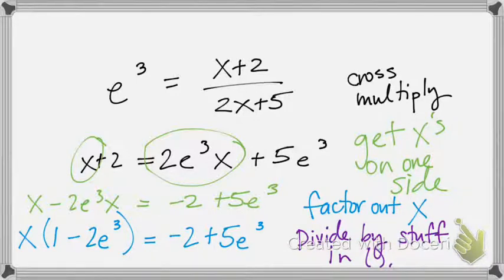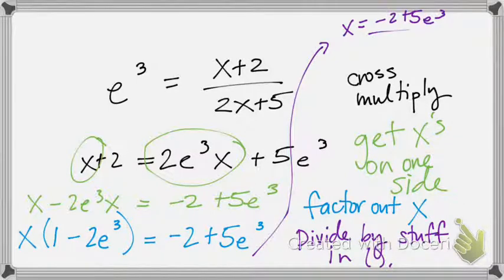You're going to have this instinct that you want to cancel something out. But don't do it. So then it's going to be x equals negative 2 plus 5, because you can't do anything to the e to the third, over 1 minus 2 e to the third.